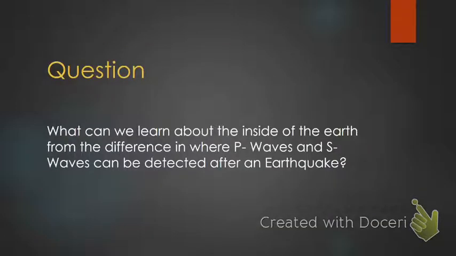All right, so what can we learn about the inside of the Earth from the difference between where P waves and S waves can be detected after an earthquake? We can learn that the outer core is liquid.